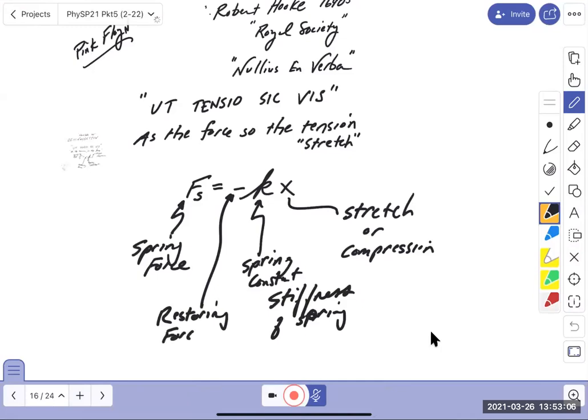Okay, so we're going to use springs on Monday. We're going to stretch springs, attach them to the front of carts in the hallway, and that stretched spring is going to put a force on the cart and cause the cart to accelerate. Some springs will be stretched this much, some this much. The more we stretch them, as Hooke proved, and this is actually a lab we do in AP physics, the more you stretch the spring, the more the force. As the force, so the stretch.